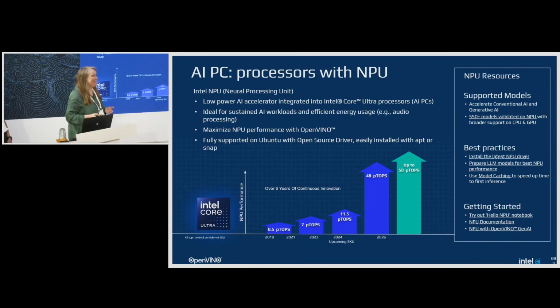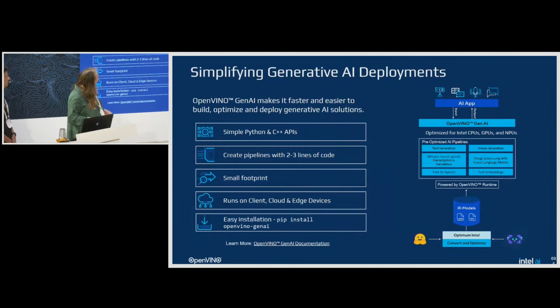AI PCs also still have a CPU and GPU that you can use for AI inference, and our GPU driver is also open source. So it's really valuable that both drivers are easy to install with apt or snap. And here you can see that the performance keeps going up.